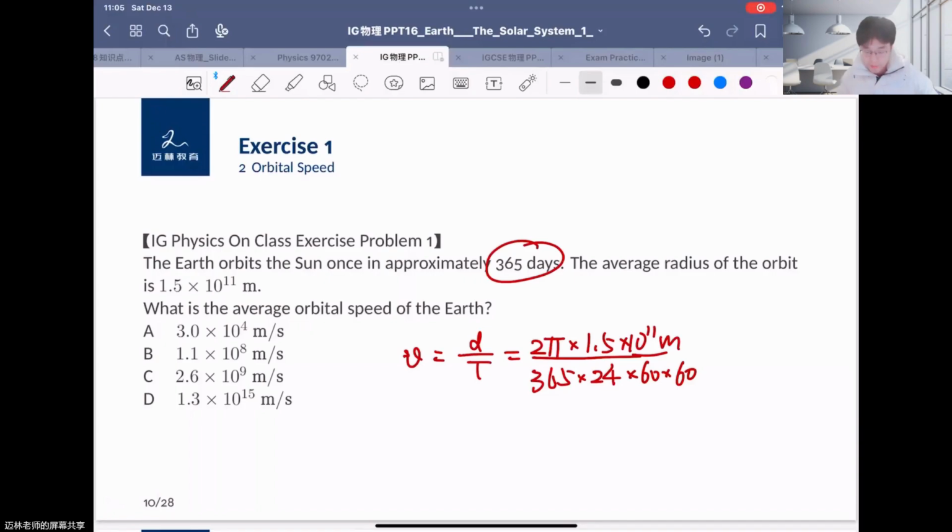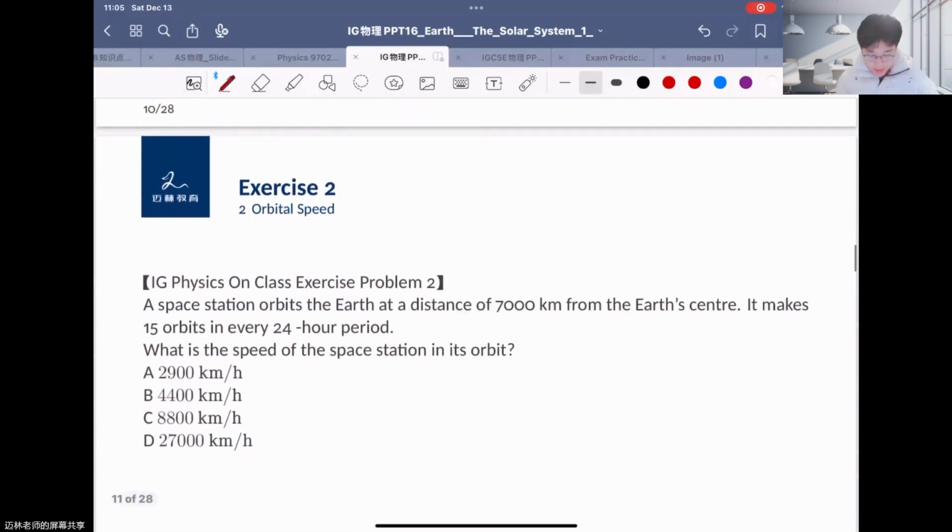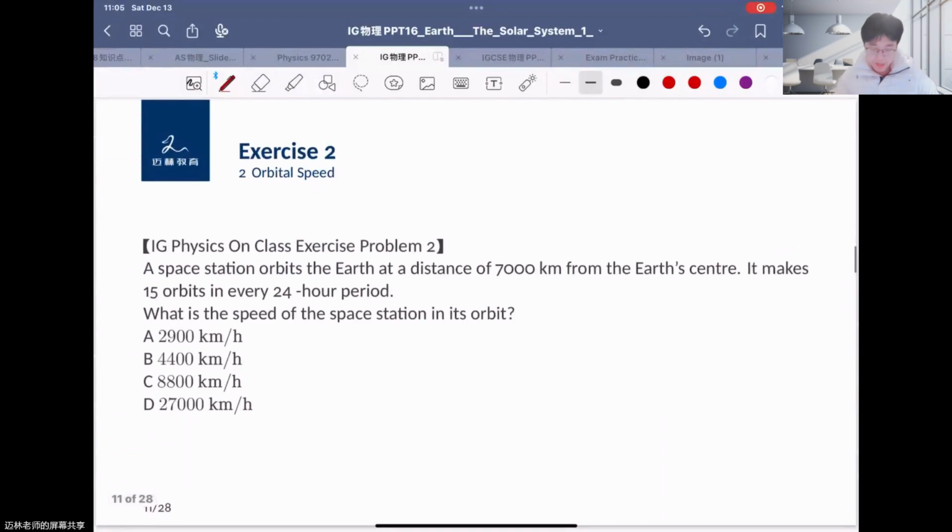It's this formula. If we want to calculate the velocity, always remember we have to calculate this fractional number. So I think this is the final answer. We can use the calculator to find the answer. Not very difficult.